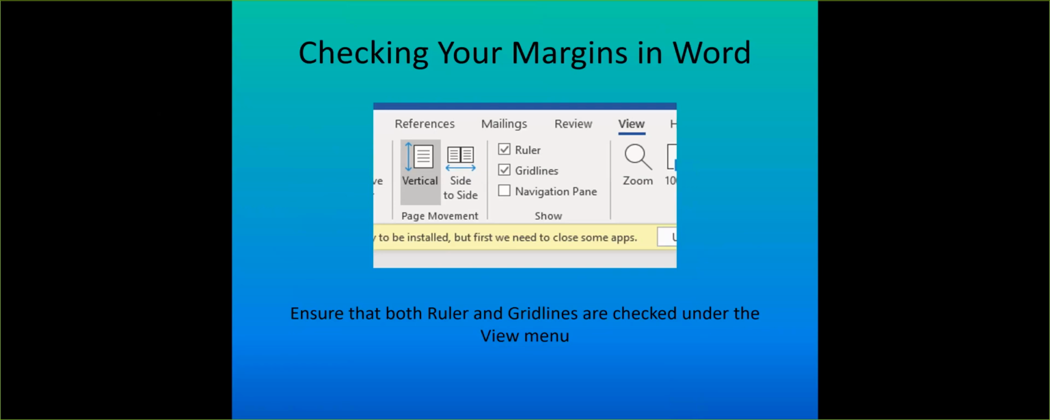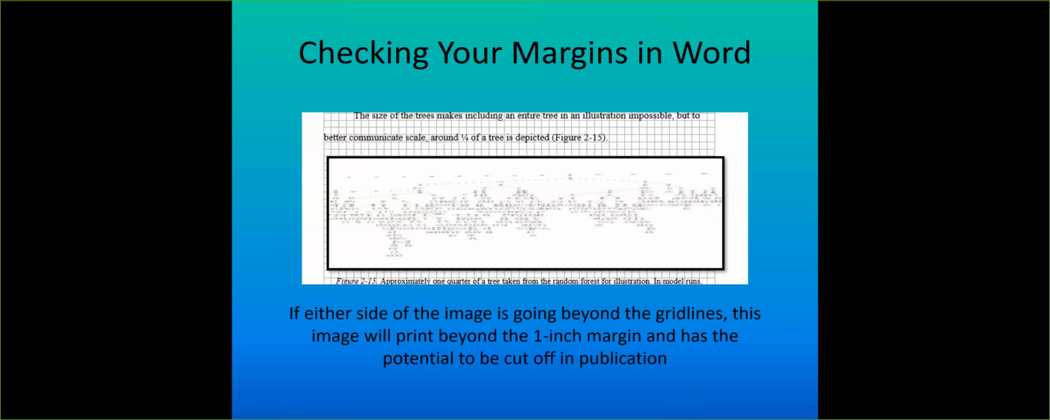And so what grid lines is going to do is, you see here, it's going to put grid lines within that 1-inch margin. So right here, we see this student's figure goes beyond the grid lines, well, the grid lines are all within the 1-inch margin. So this tells us that this figure is going to cut off, potentially cut off in publication. I can't say with 100% certainty that it wouldn't make it into the publication okay, but I don't want you all to risk it.